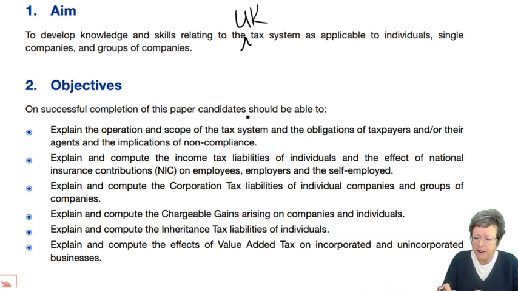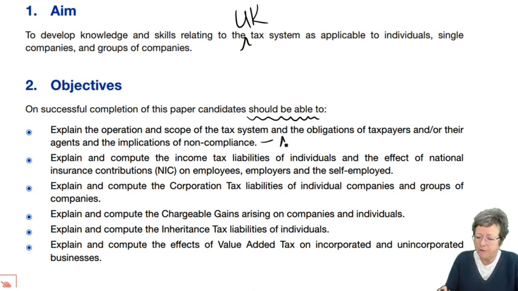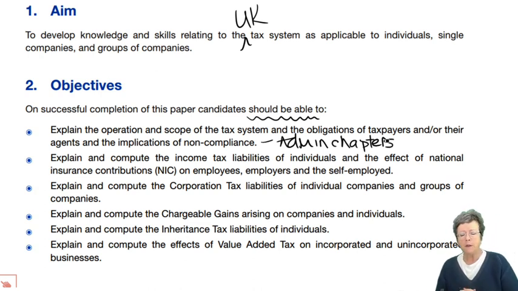Therefore, you should be able to explain the operation and scope of the tax system, obligation of taxpayers and their agents, and implications of non-compliance. Non-compliance means you're not doing as you're told. Now, you'll find most of that in the admin chapters that I mentioned earlier, the self-study ones. And the questions about the tax system, tax evasion, tax avoidance, what kind of tax it is, when you've got to pay, why you've got to pay, when you've got to send forms in, and what happens if you don't.